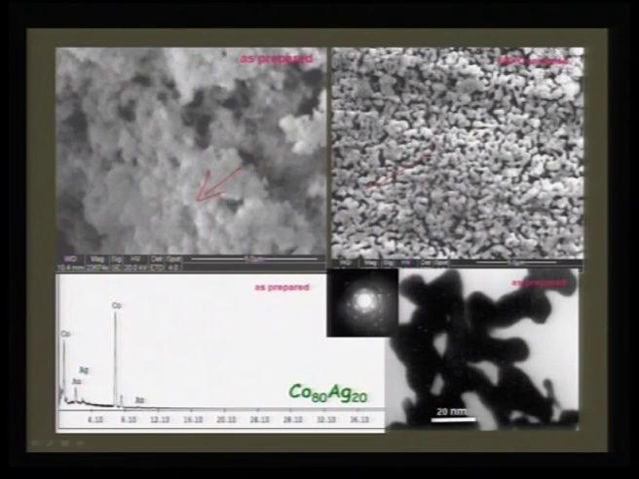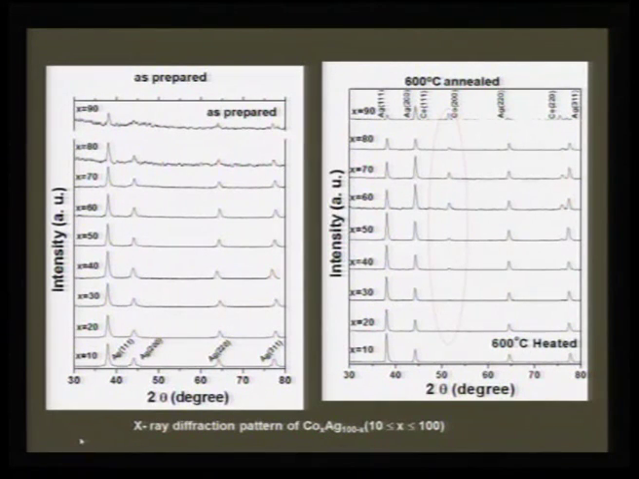This is the as prepared alloy, and this is the alloy that is annealed at 600. You can see that it is getting crystallized, and the as prepared alloy clearly shows the presence of both cobalt and silver, and when you anneal it, it is actually transforming into a polycrystal. Now what you see here is silver, and this is the X-ray pattern as a function of the atom percent of cobalt that is put in, and you can clearly see that even up to 90% atom percent of cobalt that is doped, only the FCC silver phase is present. What it means is that even though you dope it with 10%, the crystallites grow, but they are remaining in an amorphous form, and all that you can see is only the FCC phase.